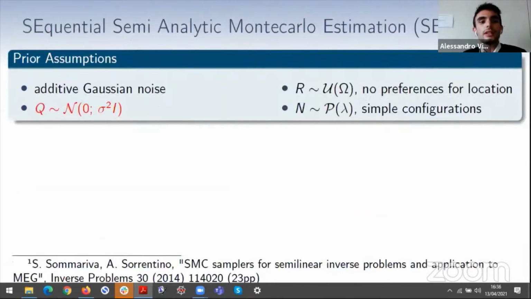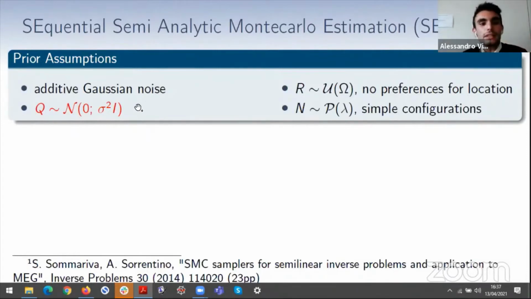Previously, Sommariva and Sorrentino introduced one more prior assumption for the resolution of the problem, which allows a simplification of the problem. We are using an additive Gaussian noise, as we saw in the previous presentation, and here we are using a uniform prior for the dipole location. So we are not preferring some places in the brain over others, and we are using a Poisson distribution for the number of dipoles. In the philosophy of Occam's razor, we prefer simpler configurations instead of complex ones.